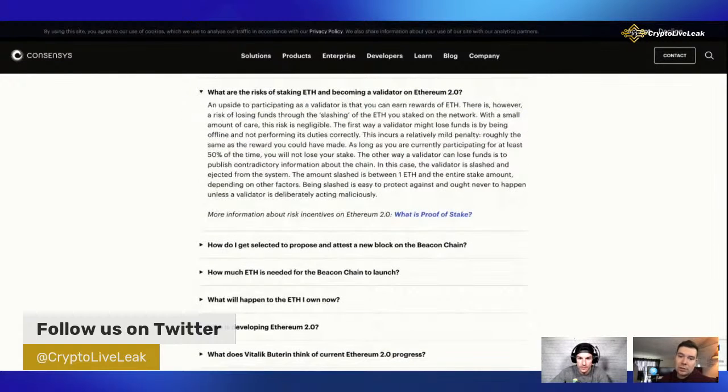Exactly. So what are the risks of becoming a validator on Ethereum 2.0? Well, we talked about losing funds through the slashing. If you're negligent keeping your device online, or if you're a malicious actor, you're going to lose ETH through a slashing effect. This is common with any proof-of-stake network. It's a way to disincentivize bad behavior. But this can be solved with just a little amount of care. Keep your device online, make sure your software is up to date, and you won't run into any slashing events. What else is a risk here?